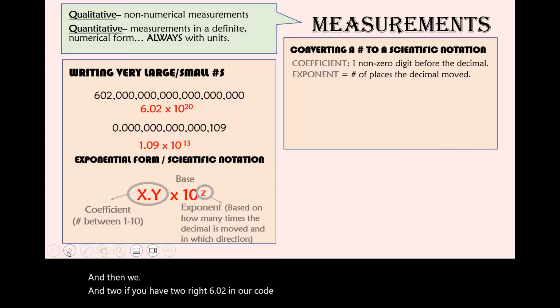Then we do the exponent. This depends on the number of times we move the decimal. And here's a general rule for moving the decimal. If we are moving the decimal to the right, then our exponent is going to be a positive number. And if you're moving the decimal to the left, then our exponent is going to be a negative number.